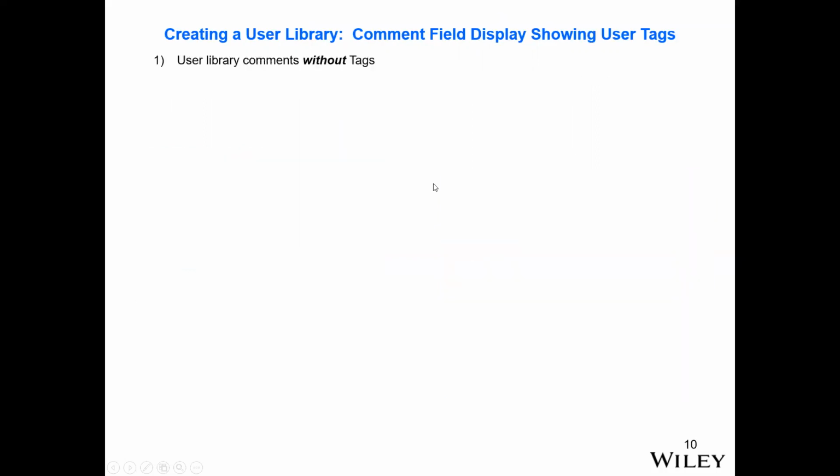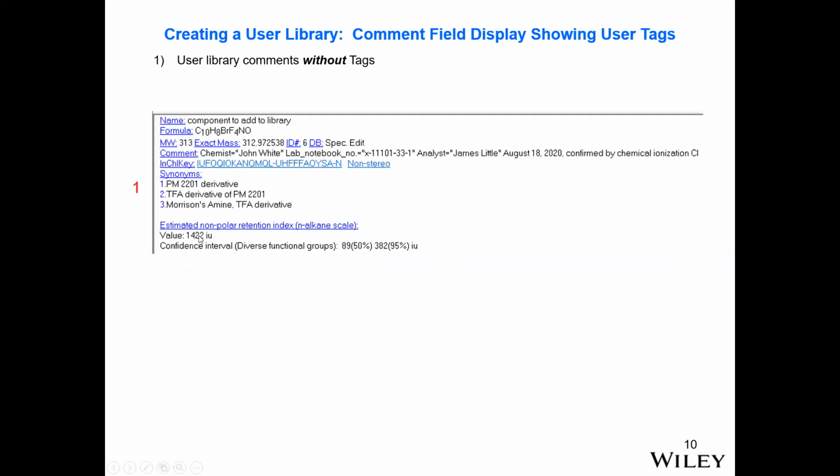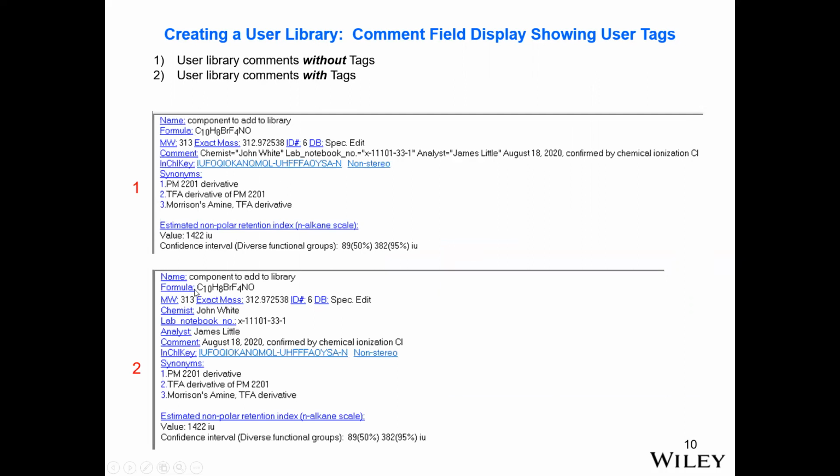Now when I show the user library comment without using tags, you can see that you have your whole comment here. But as soon as you tell it that they are tags, it shows up in a much easier to read format. You can see the chemist has been broken out as a separate entry in the library, and the analyst. So it's a nice way, and anything that's left over that's not a tag will just show up in the comment. So you might want to use tags for your library. It makes it much more professional looking and easier to read because it makes you add things in an orderly manner.